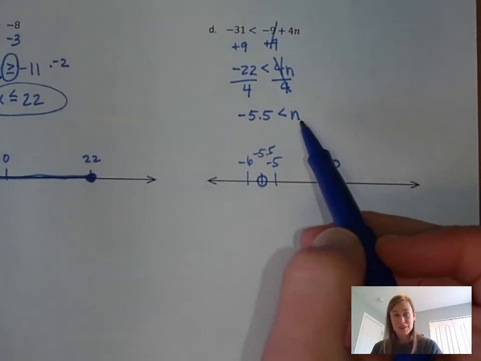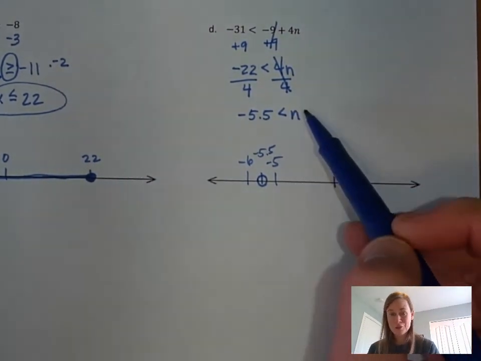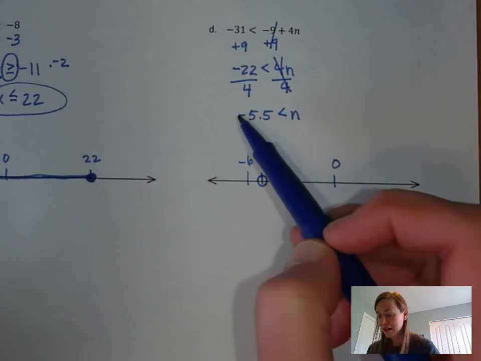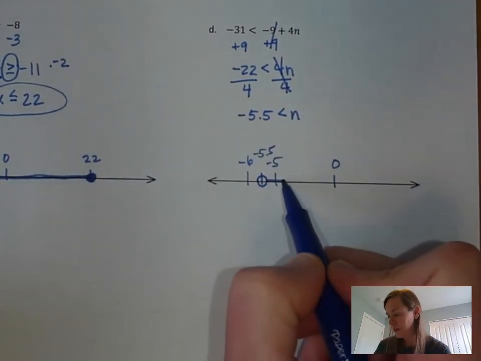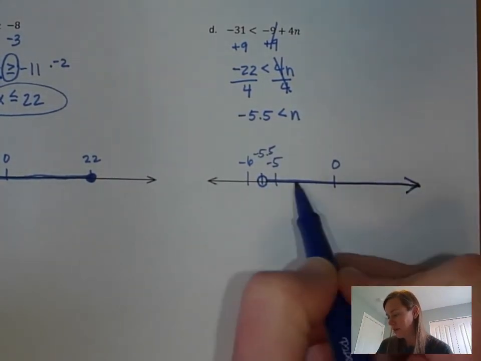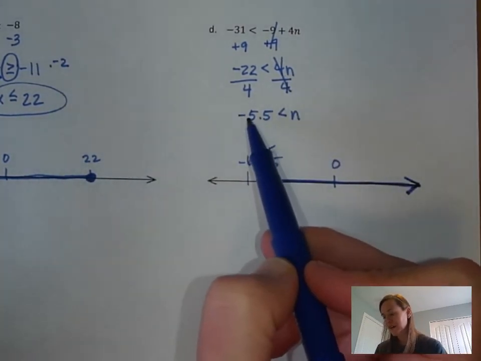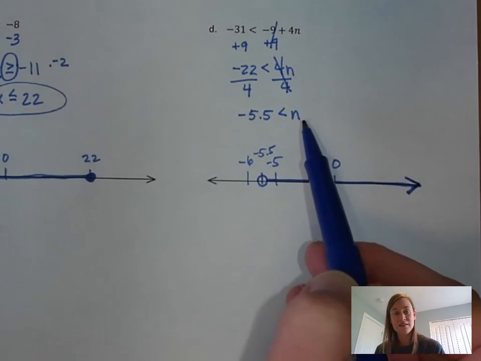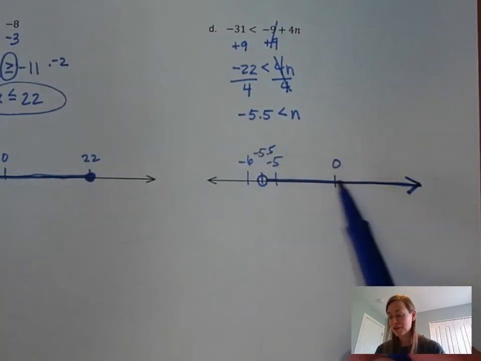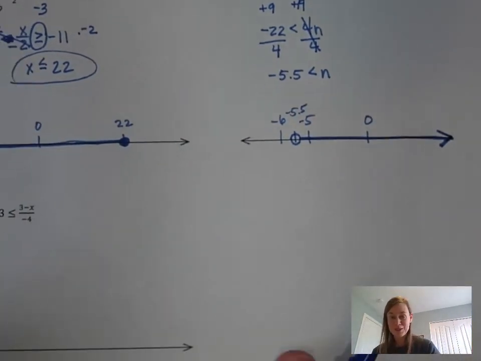Okay, so I'm going to read this from the variable. So or in other words, the answers are greater than negative 5.5. So I'm going to draw my arrow off to the bigger numbers. You could say negative 5.5 is less than the answers. That works too. Just whatever makes more sense for you is what you should say.